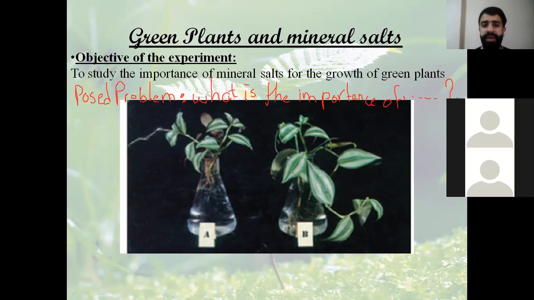So the posed problem and the aim are very close to each other, while the aim is going to be a sentence: to study, to observe, to identify, while the posed problem should be a question. The posed problem is the aim in the form of a question. So what is the importance of the mineral salts for the growth of green plants? Always the posed problem should be in the form of a question.